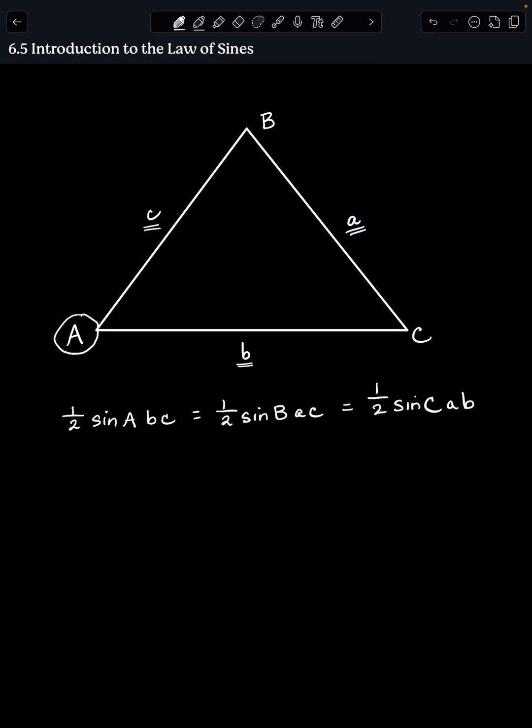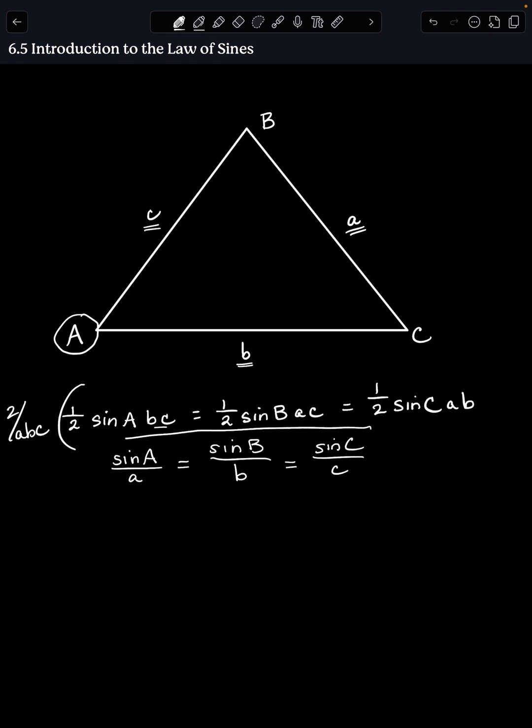Now the law of sines just comes from me doing a little algebra here and cleaning this up. So I'm going to multiply by 2 over a times b times c, right? And that's going to get rid of those 1/2s, and it's going to get rid of 2 of the sides. So it's going to leave me with the sine of A over a. My b and c are going to cancel out and leave me with the sine of A over a equals the sine of B over b equals the sine of C over c. All right, so this is my law of sines.